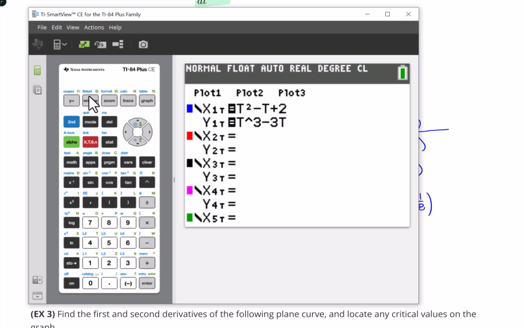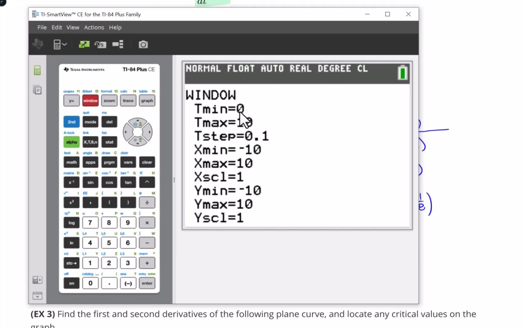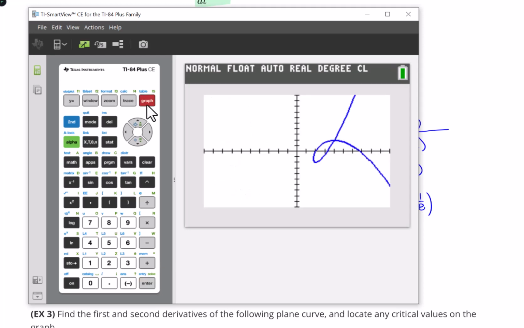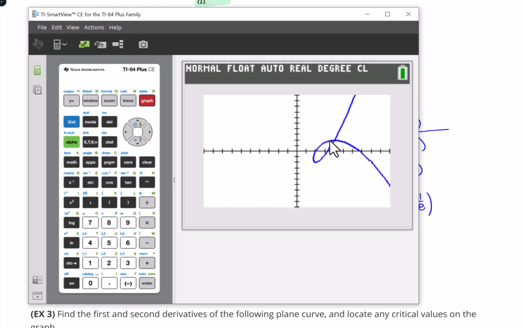And I should set the window, okay, I'll set t from -10 to +10. That should be sufficient. Let's take a look and see if we can identify all the pieces here. Okay, so here is the graph. It does look a little bit funny, but let's see where these 3 points are that we located.